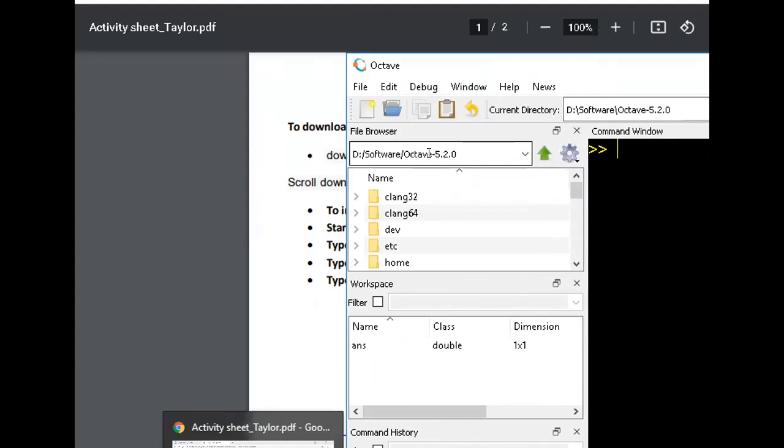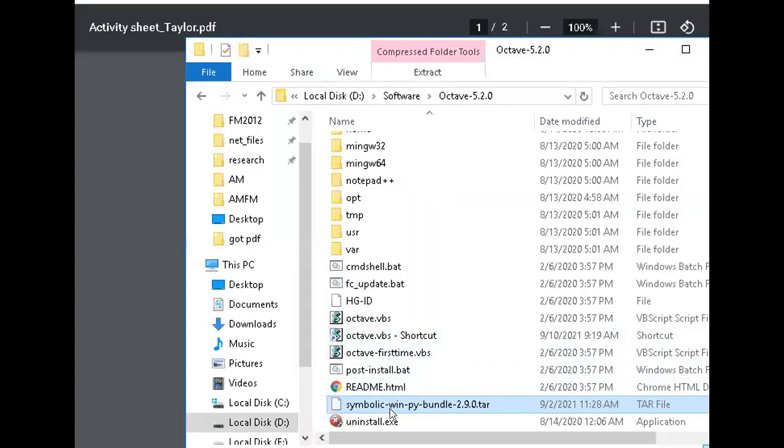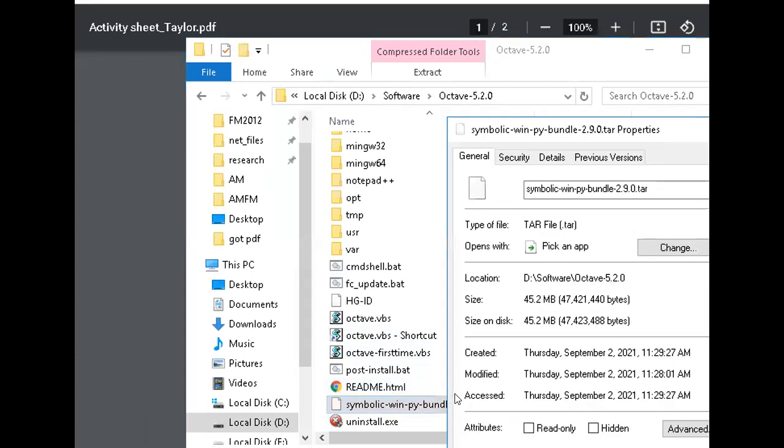Change your directory to where your file is. I think you have to locate the file, or you can copy that file to this Octave directory. Yeah, this is the file. It is about, I think, 45 MB.